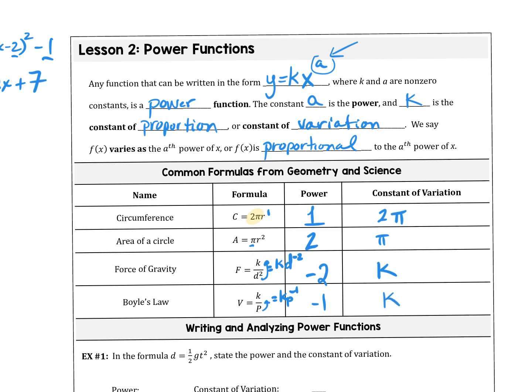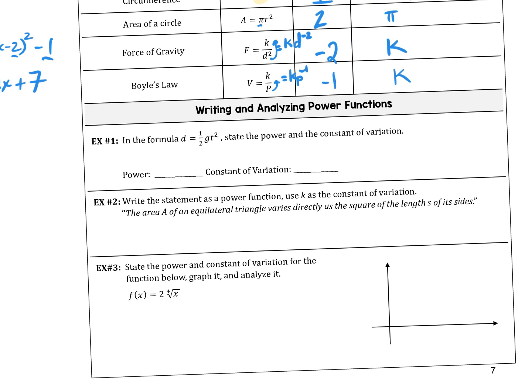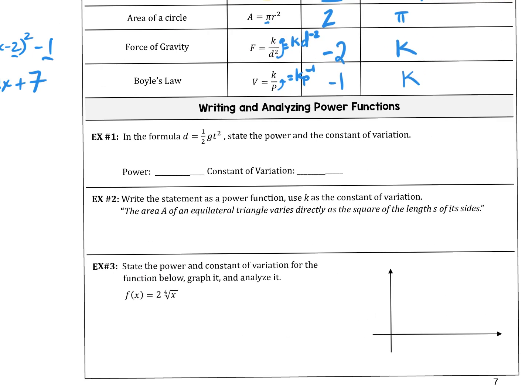Okay, so do we all understand how to tell if something is a power function? To bring the lead coefficient up. And in all honesty, we're not going to pay attention to anything else other than that lead coefficient, the one with the highest power. So, you try this. In the formula, d equals distance equals 1/2 g t squared. State the power and the constant of variation.